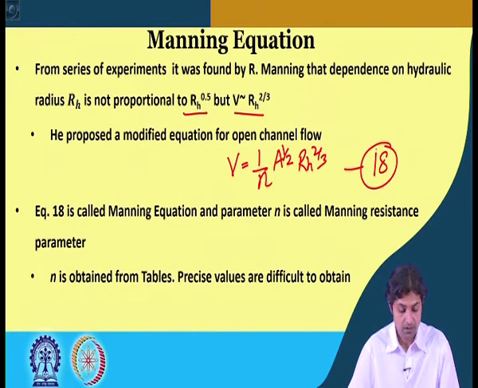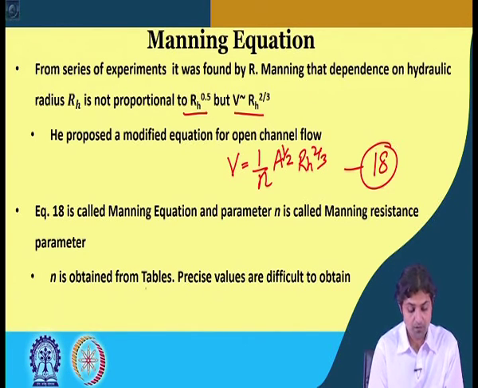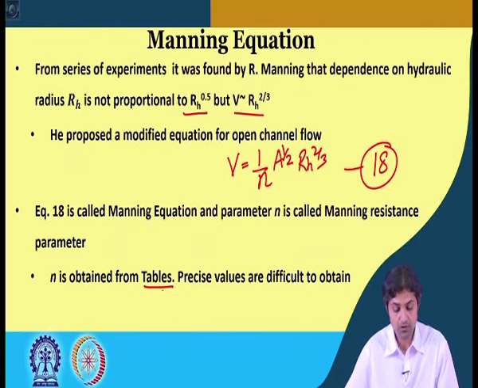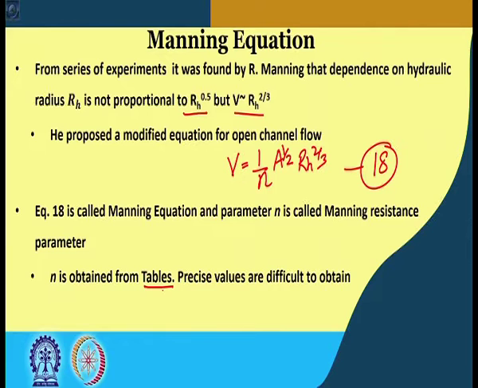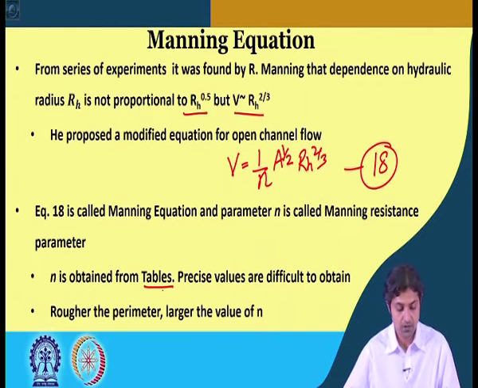N is generally obtained from the table, which I will show you. The precise value of it is very difficult to obtain, so we generally use tables for finding those values of n. In your case, those values of n will be very standard or will be given to you at the time of the questions. An important thing to note is the rougher the perimeter is, the larger the value of n will be.